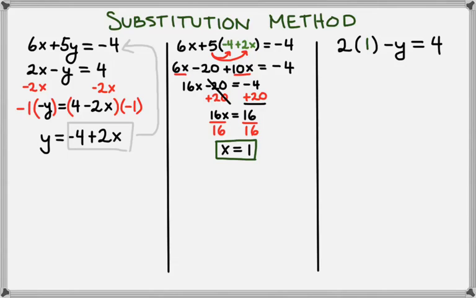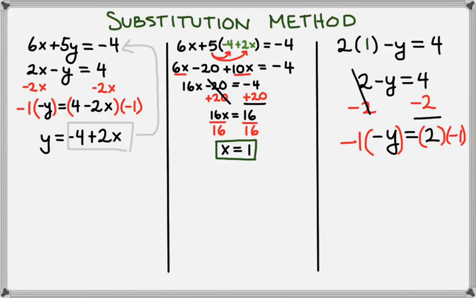Now this equation only has y in it, so we can solve for y. We'll rewrite this as 2 minus y equals 4. We want to get y by itself, so we'll subtract 2 from both sides. That leaves us with negative y equals 4 minus 2, which is 2. Now we can multiply both sides by negative 1, and that will leave us with y equals negative 2. So our final solution to this system of two equations, two unknowns, is x equals 1 and y equals negative 2.